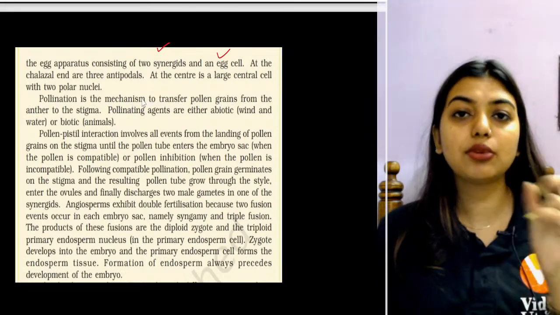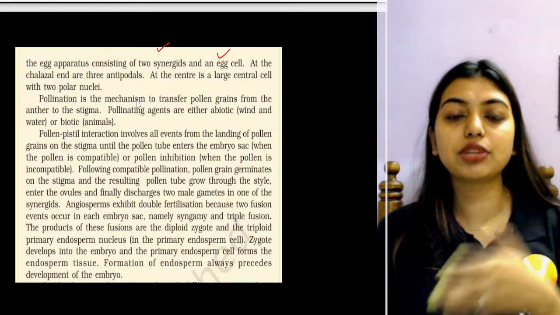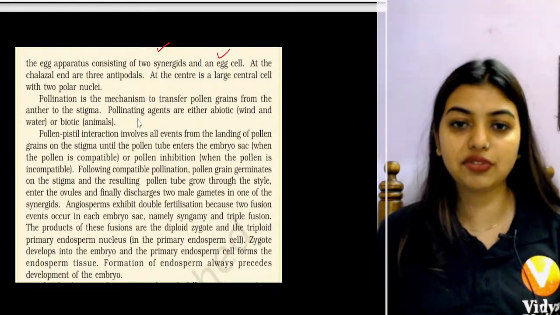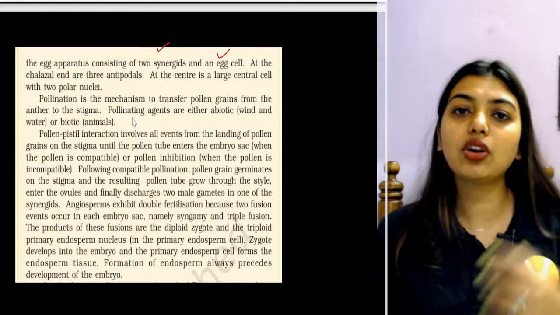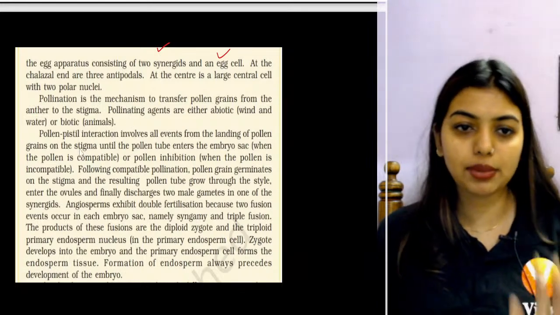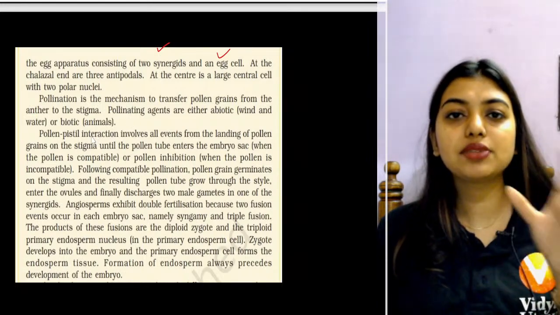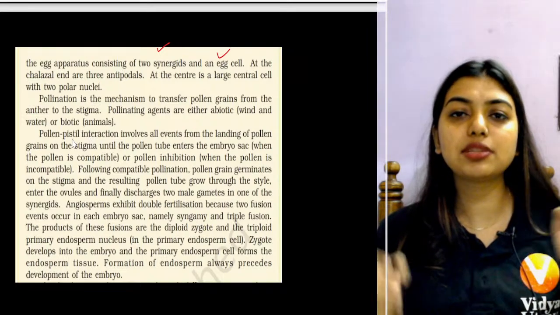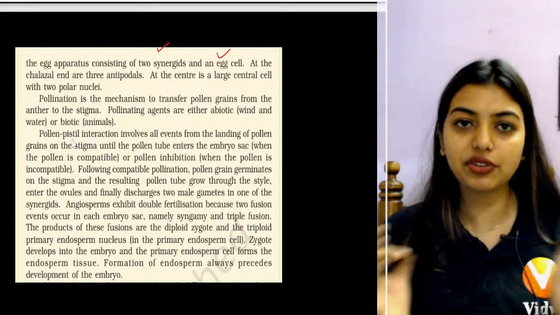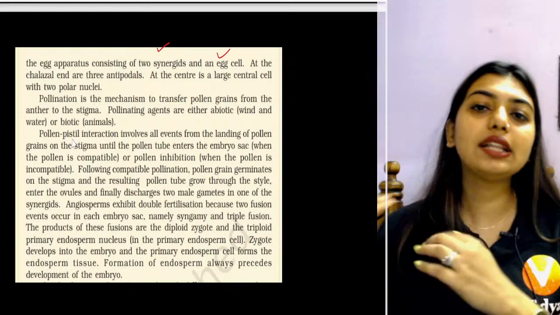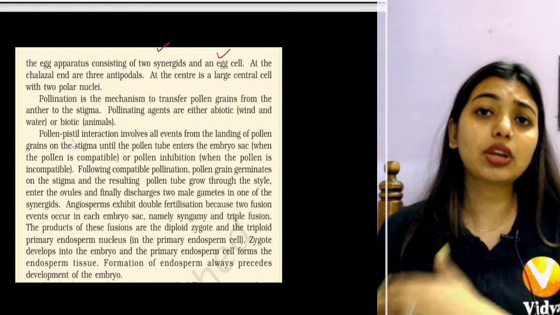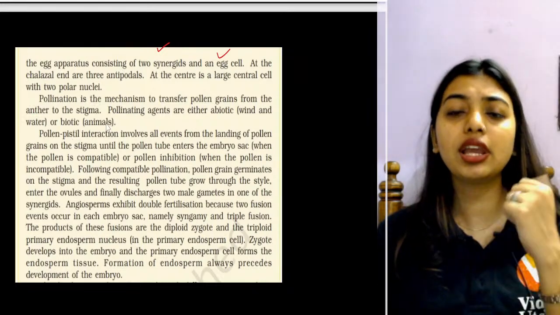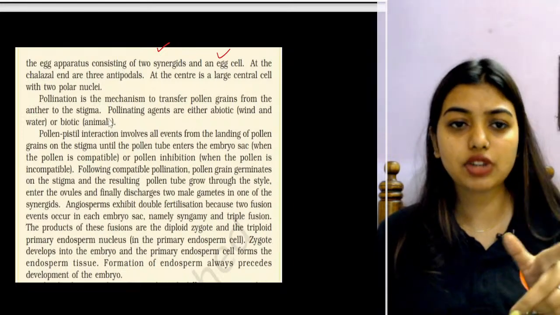Pollination is a mechanism of transfer of pollen grains from anther to stigma of the same flower or from a different flower. So depending on that, it will be called autogamy, geitonogamy, or xenogamy. Autogamy is where self-pollination happens. Geitonogamy is where, in the same plant, 2 different flowers pollinate, and then you have xenogamy, which is cross pollination by itself. Okay, cleistogamous, chasmogamous flower, try to remember.